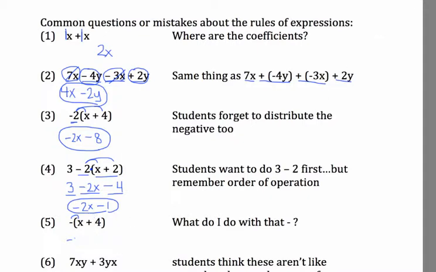Another way to think about this, some people put a 1 in front. It's like multiplying by negative 1. So negative 1 times x is negative 1x, or negative x, and negative 1 times negative 4 is negative 4. Either way, you get negative x minus 4.